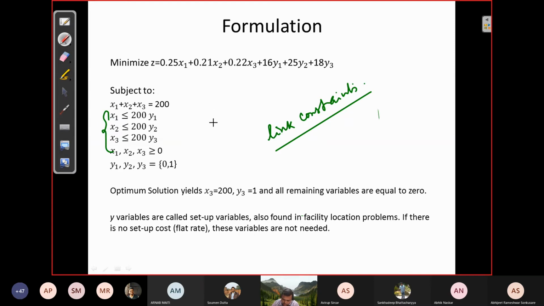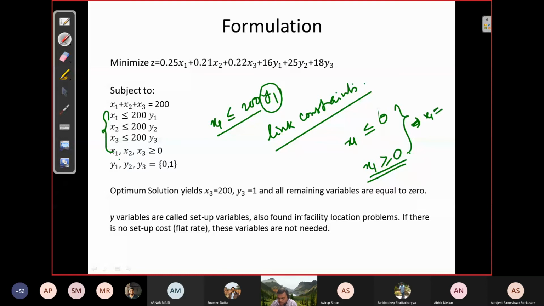So you can interpret it in this manner: X1 less than or equal to 200 Y1. Which means that if you decide to take the connection, so if Y1 is 1, then the maximum call you can distribute to it must be limited to 200 minutes. So there is a limit; the maximum value of X1 is 200. And if Y1 is 0, that means if you do not take the connection, then what happens? X1 will be less than or equal to 0. But you again have X1 greater than or equal to 0 as a part of your variable definition. So these two constraints will force X1 to be 0. If you do not take any connection, it will force the value of X1 to 0, and this is very important.